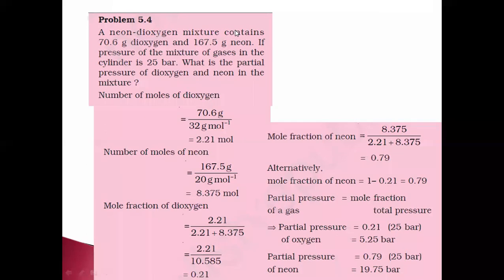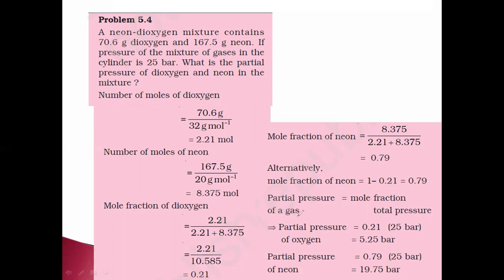In the previous questions, we saw that if we are finding the mole fraction of A, it is Na upon Na plus Nb. So this is the formula for finding mole fractions. That is 2.21 upon 2.21 plus 8.375. So we are getting the mole fraction of dioxygen over here. And for the neon, that is Nb upon Na plus Nb, right? This is the mole fraction formula. Always remember, substitute the values. We are getting 0.79. So the mole fraction of the neon is 1 minus 0.21. We can get it directly also. So these are two methods of finding the mole fraction of the neon.